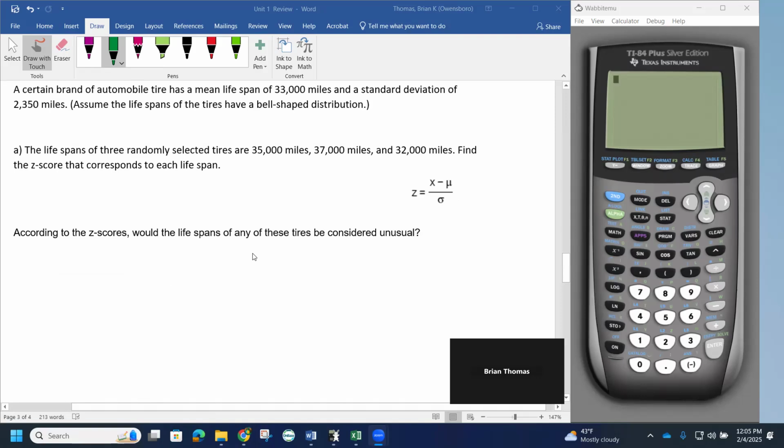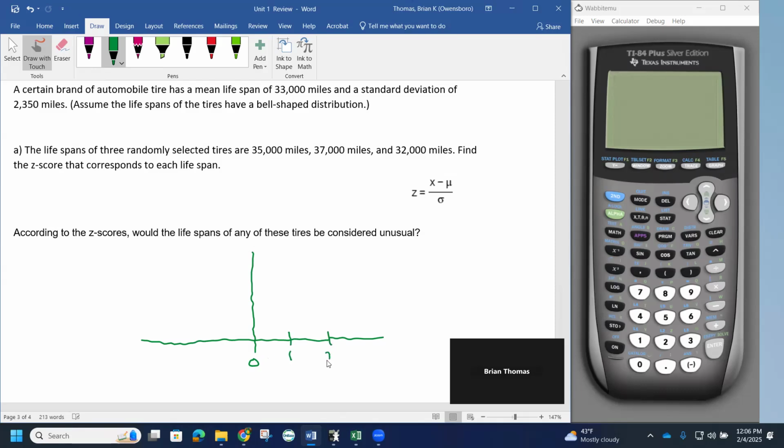Again, in working with z-scores, we're talking about standardizing stuff. When I standardize it, the mean turns into zero. Then if we move one to the right, that's one standard deviation, two standard deviations, and three standard deviations. We can have negative one, negative two, and negative three standard deviations. So we can create this bell-shaped curve here. Again, I'm horrible at drawing this, but forgive me.